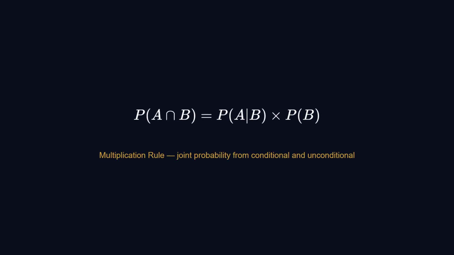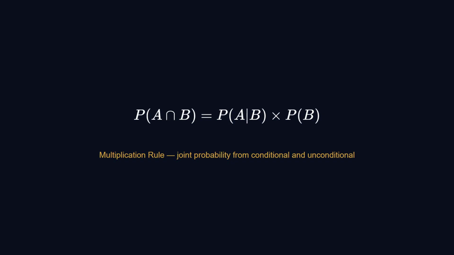The multiplication rule connects joint probability, conditional probability, and unconditional probability. The probability of A and B both occurring equals the probability of A given B, multiplied by the probability of B. P of A and B equals P of A given B times P of B.